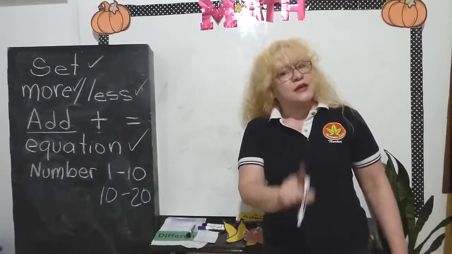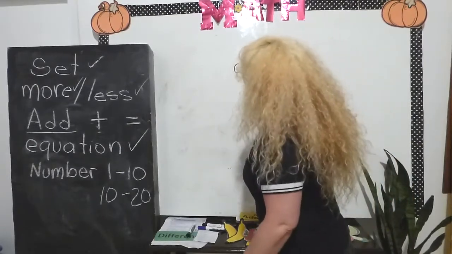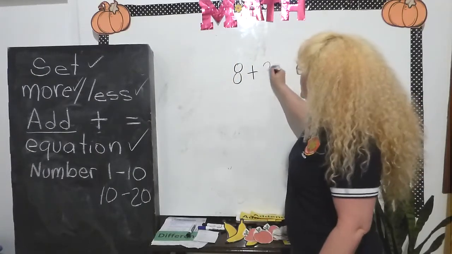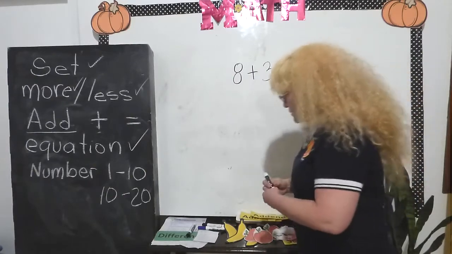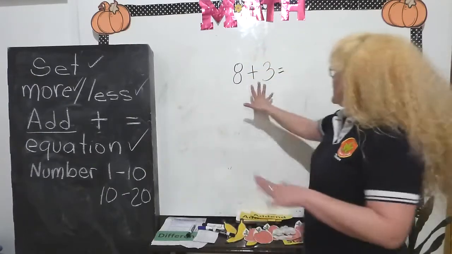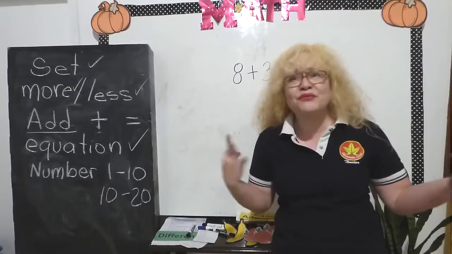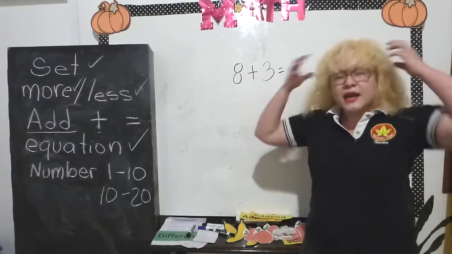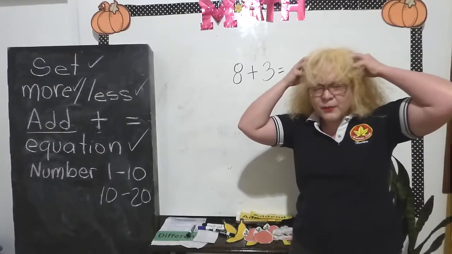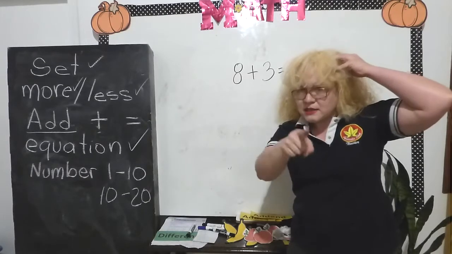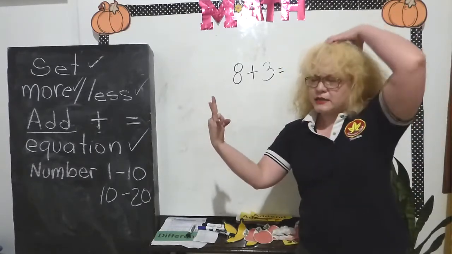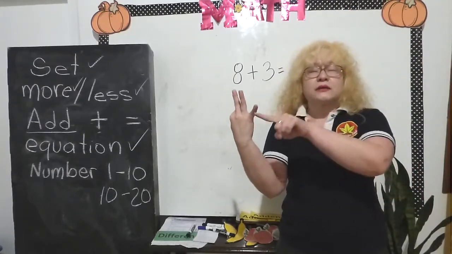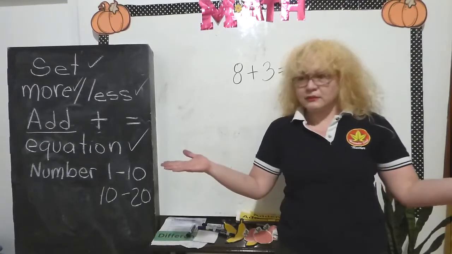Now, what if I give you this addition? 8 plus 3 equals, and okay, 8 plus 3, but I don't have enough fingers, right? What do you do? You put the big number in your head. The big number in your head, the big number there is? Yes, 8. 8, and I only have the small number. 8, 9, 10, 11. Okay?